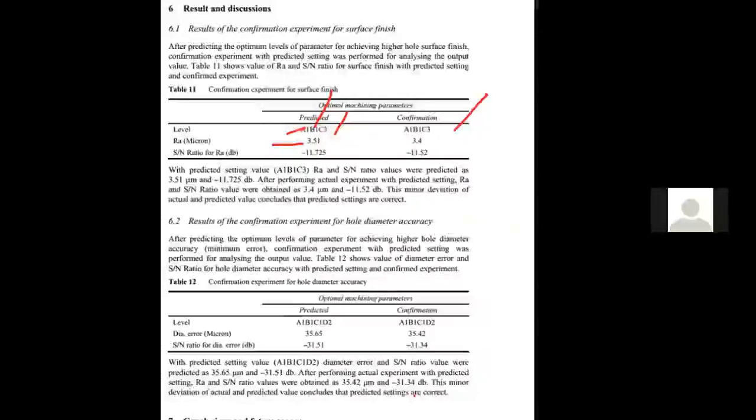Prediction 3.51 and confirmation 3.1. So how much difference? Around 10%. So whatever speed you have done, it is right. Similarly, you have to perform for the pole accuracy. You have got the same result.